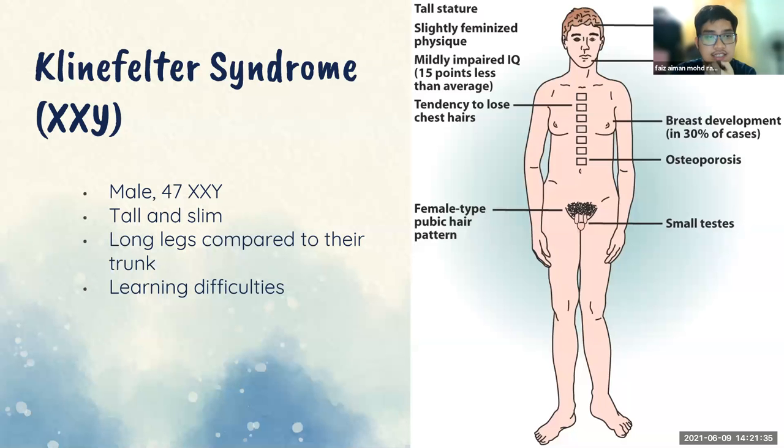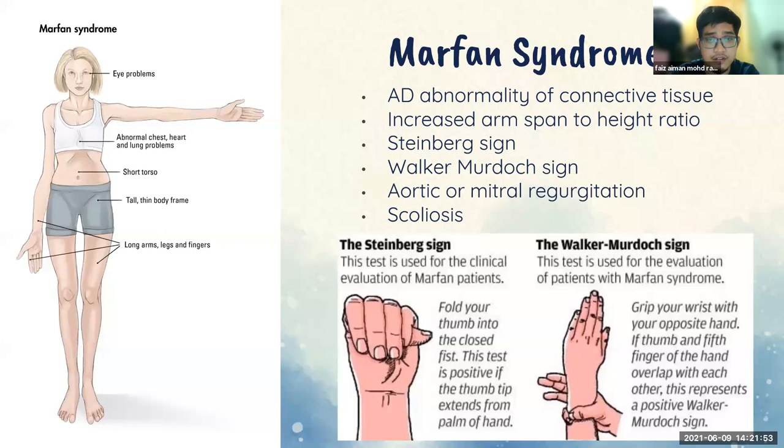Next is Klinefelter syndrome. It happens in males, 47 XXY. The characteristic is that the male will be tall and slim, have long legs compared to their trunk, and it is also associated with learning difficulties. And then Marfan syndrome.